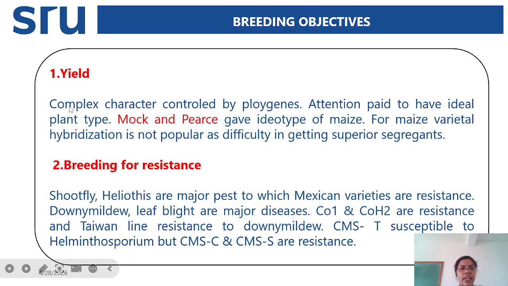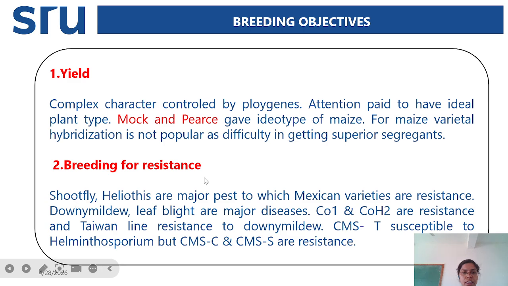So to get the higher yield, they have generally developed single cross hybrids and double cross hybrids. Compared to single cross hybrids, the double cross hybrids will have a higher yield. And next is breeding for biotic stress resistance.